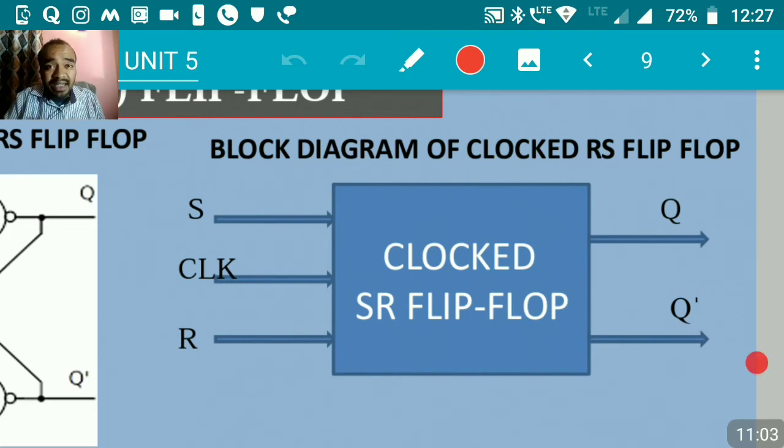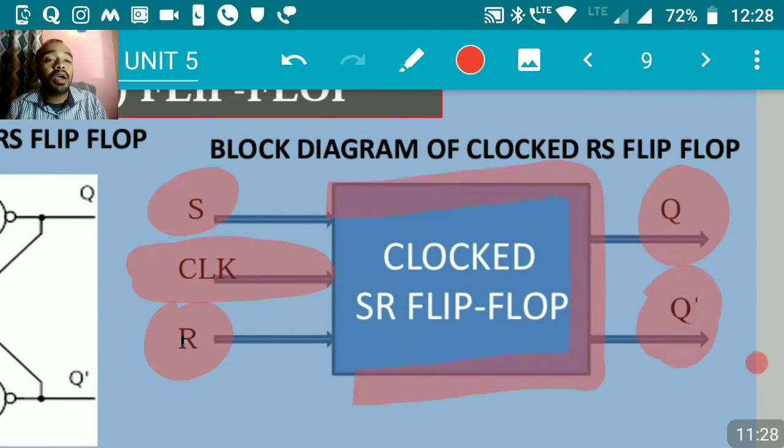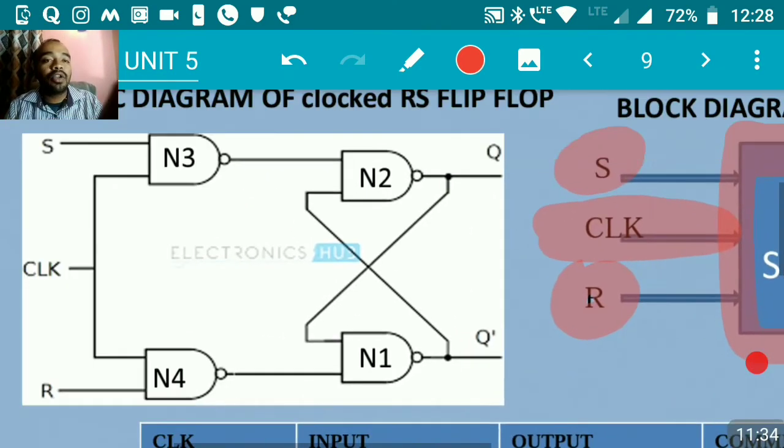The only change that we are going to make to the RS flip-flop to make it a clocked RS flip-flop is that we are going to add a clock input along with S and R. That is why it is called a clocked RS flip-flop or clocked SR flip-flop. The outputs are going to remain the same, Q and Q bar, and this is the block diagram of the given clocked RS flip-flop.